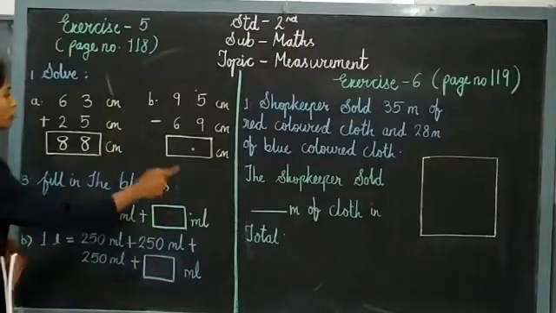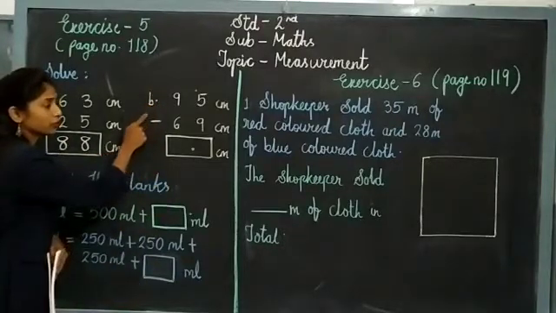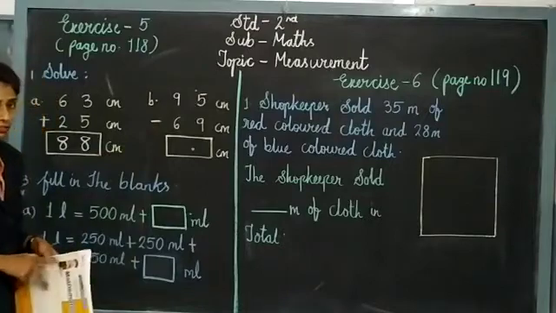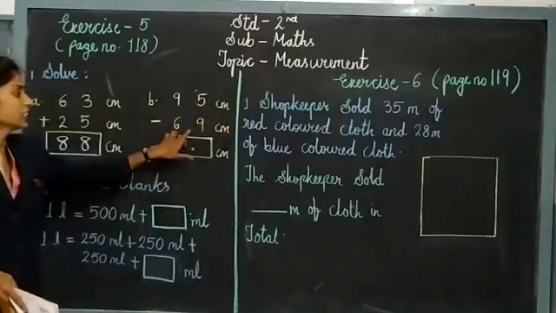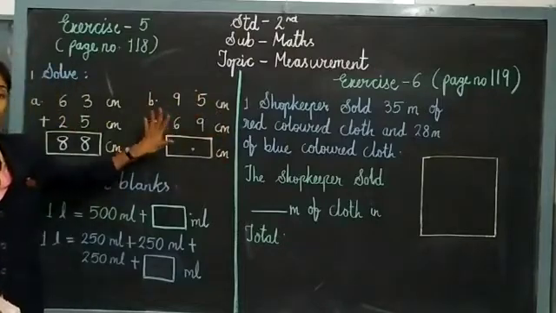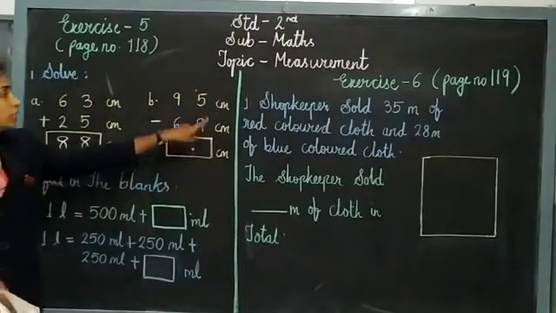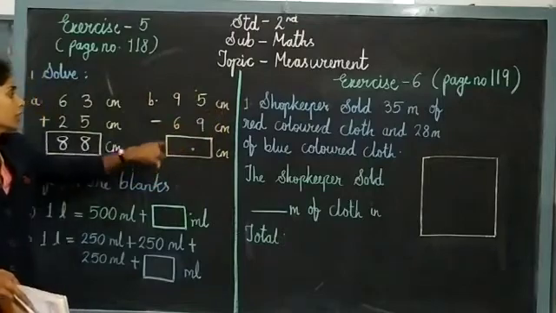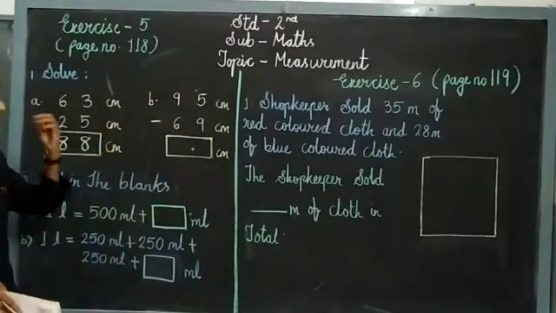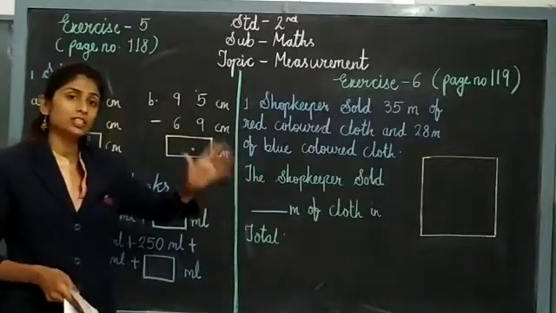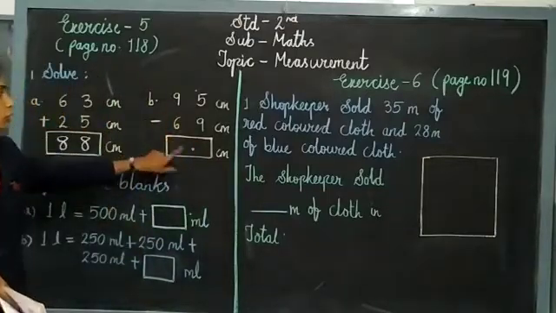Now let us move to our second example, that is example number B. Now which numbers are given here? The numbers given are 95 centimeter and 69 centimeter. Again this sum is based on length, that's why the units are given in centimeter. Now the previous one was an addition sum, this is a subtraction sum. The way you subtract other sums, the same way you have to subtract this also.